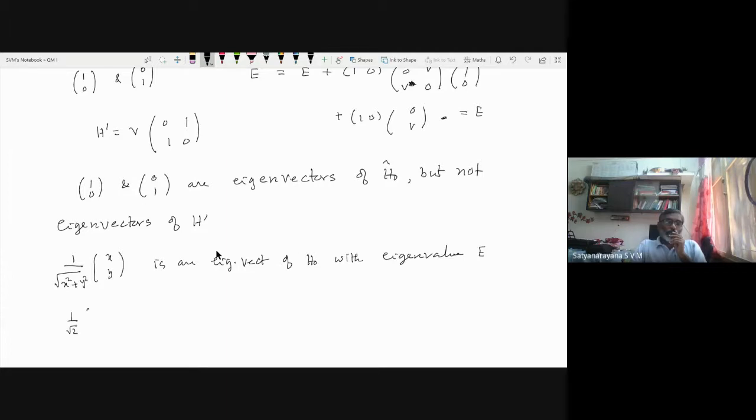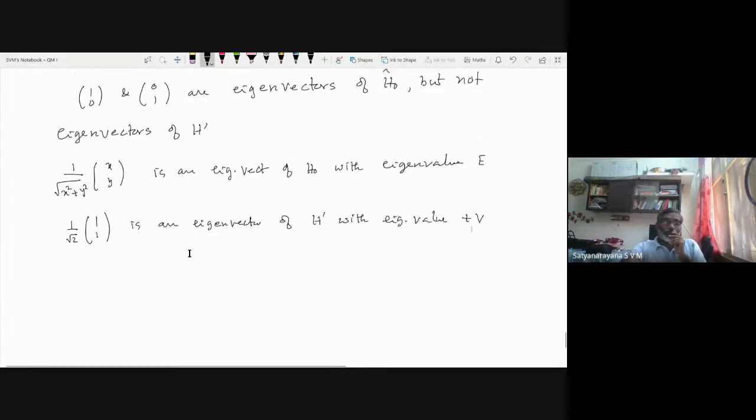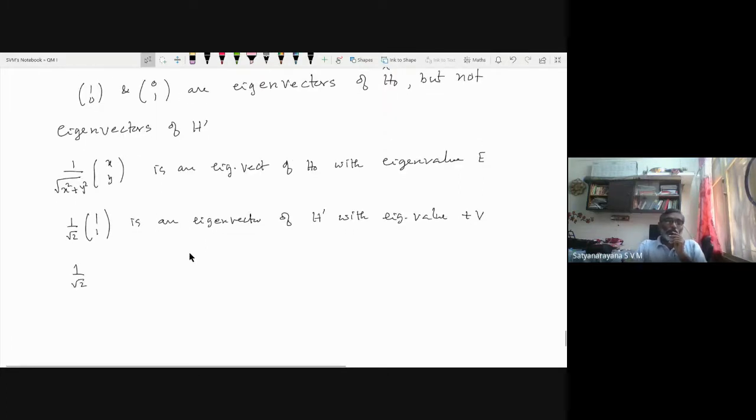So now if you ask that question, you will see that 1 by square root of 2 into 1 comma 1 is an eigenvector of H prime with eigenvalue plus V. Similarly, 1 by root 2 1 minus 1 is an eigenvector of H prime with eigenvalue minus V. So if you choose these two eigenvectors, then you get eigenvalues plus V and minus V.